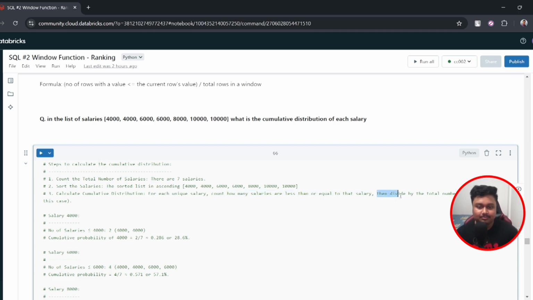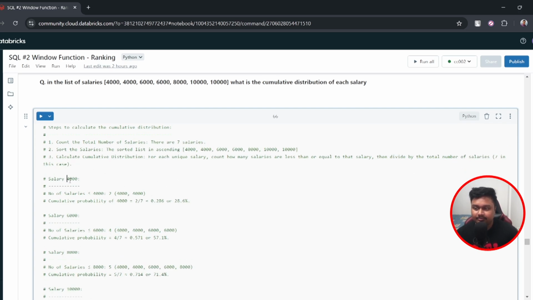Then divide this number by the total number of salaries, which is 7 in this case. Let's take up an example. So we have this salary equal to 4,000, and first we have to check the number of salaries which are less than or equal to 4,000. And in the list I can see there are 2 salaries. So we will divide 2 by the total number of salaries, which is 7. 2 by 7, we get 0.286, or 28.6%.